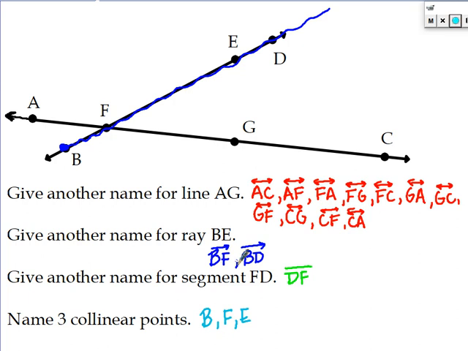For the segment, you only have 1 option. DF and FD. That's it. It's talking about the points between those 2 points. So that's all you can use.